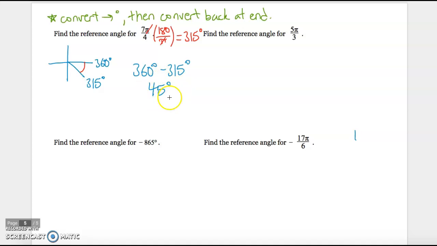And so that's my reference angle in degrees, but because I started with radians, I want to end with radians, so my last step would be to convert back to radians for my final answer. We don't actually put pi into our calculator because it'll give us a gross decimal, so you can do 45 divided by 180, math, enter, enter to find the reduced fraction form of that.